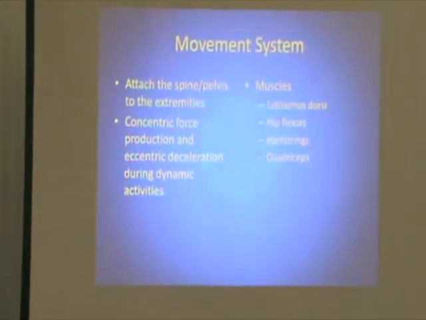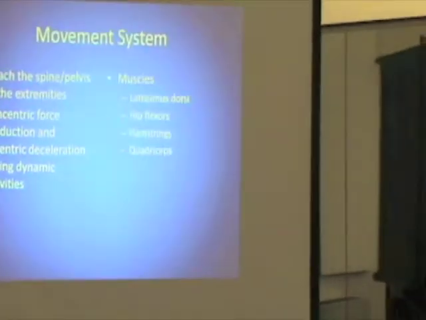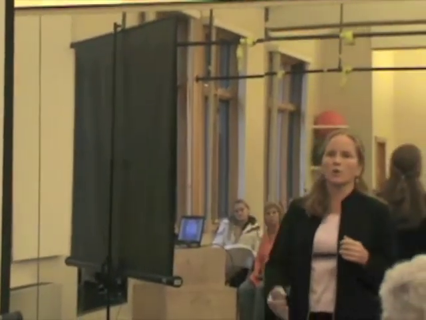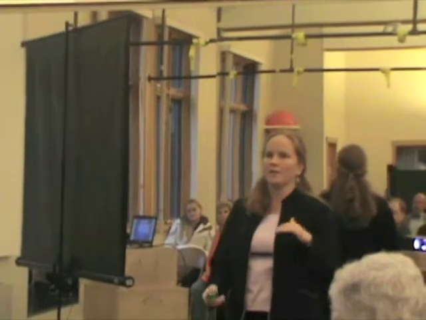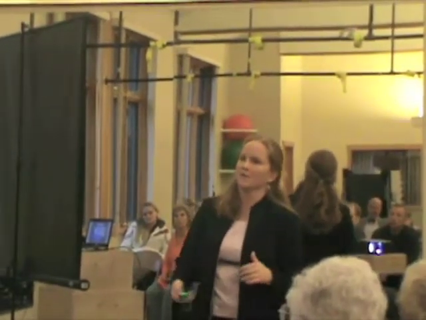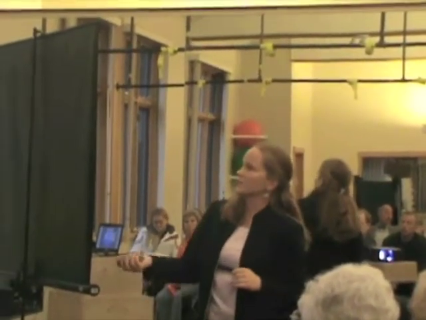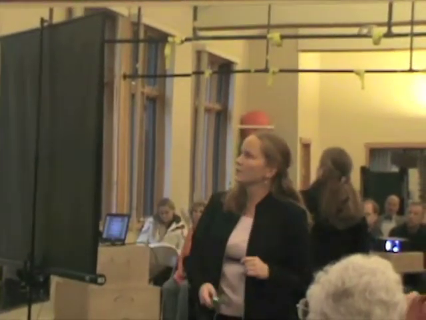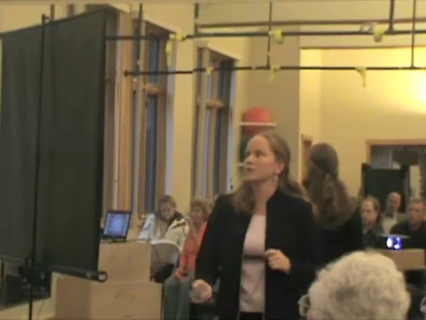And then the movement system is anything that attaches the spine or pelvis to your extremities. They're the ones that actually produce force for you to move. So they're going to be shortening to create movement, and then eccentric deceleration. They're controlling the speed of your movement, making sure that you don't just lose control with the other muscles pulling too hard. These include your latissimus dorsi, your hip flexors, hamstrings, and quadriceps.